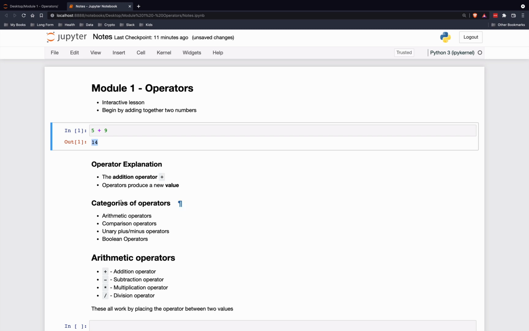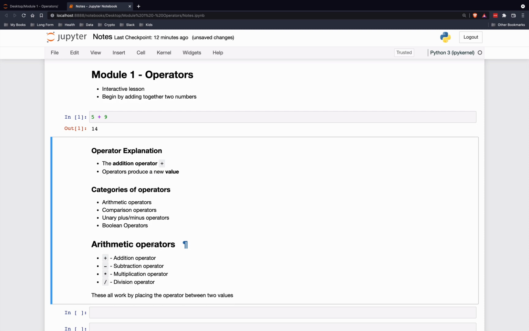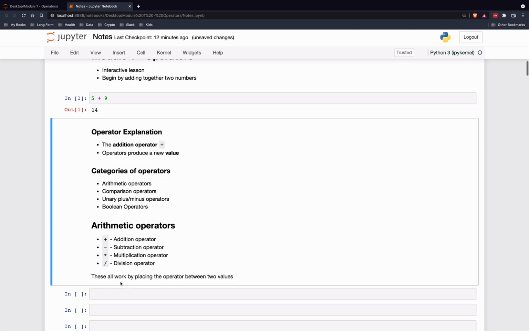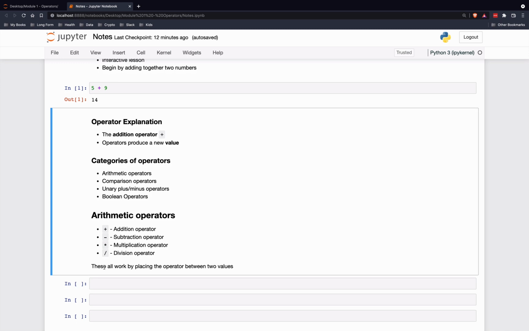There are many different categories of operators that we will cover in this module. There are arithmetic operators, comparison operators, unary plus minus operators, which are kind of rare, and then there are Boolean operators. There's actually more operators, but these are the ones that we will cover in this module. We'll begin with the arithmetic operators. These are the simple and basic operators that you've used since grade school. We're going to cover addition, subtraction, multiplication, and division, and they all work by placing a number to the left of the operator and a number to the right. So there's always two numbers involved, and the operator is in the middle.